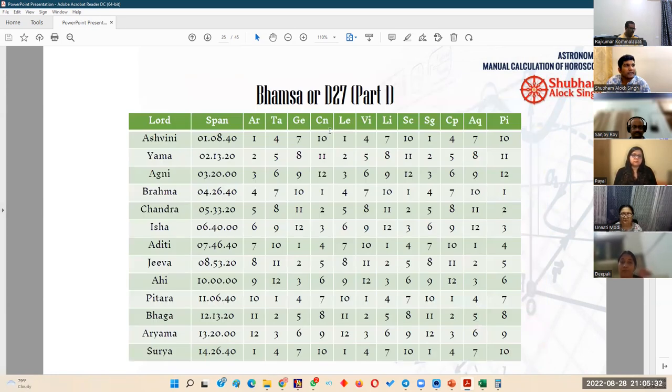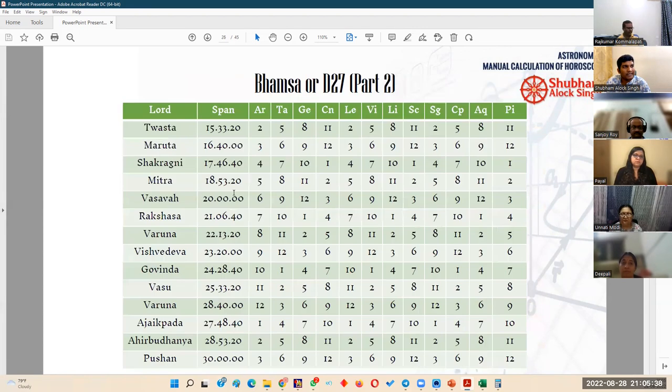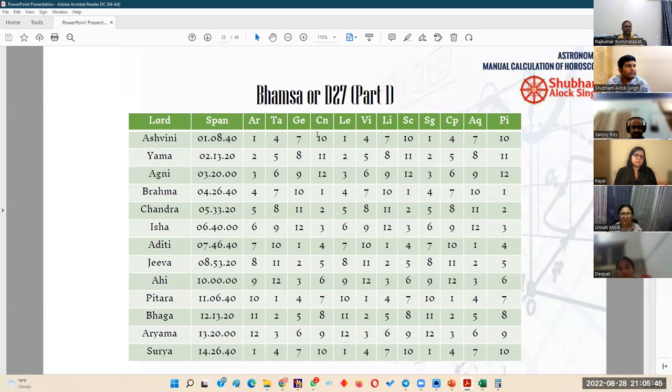After D24 comes D27. One D27 is 1 degree 8 minutes 40 seconds. What you see written here is the ending degree of that particular D27. In Aries, Leo, Sagittarius, D27 starts from Aries. In Taurus, Virgo, Capricorn, D27 starts from Cancer. In Gemini, Libra, Aquarius, D27 starts from Libra. And in Cancer, Scorpio, and Pisces, D27 starts from Capricorn. This is the same as D9, just two values are repeated here.